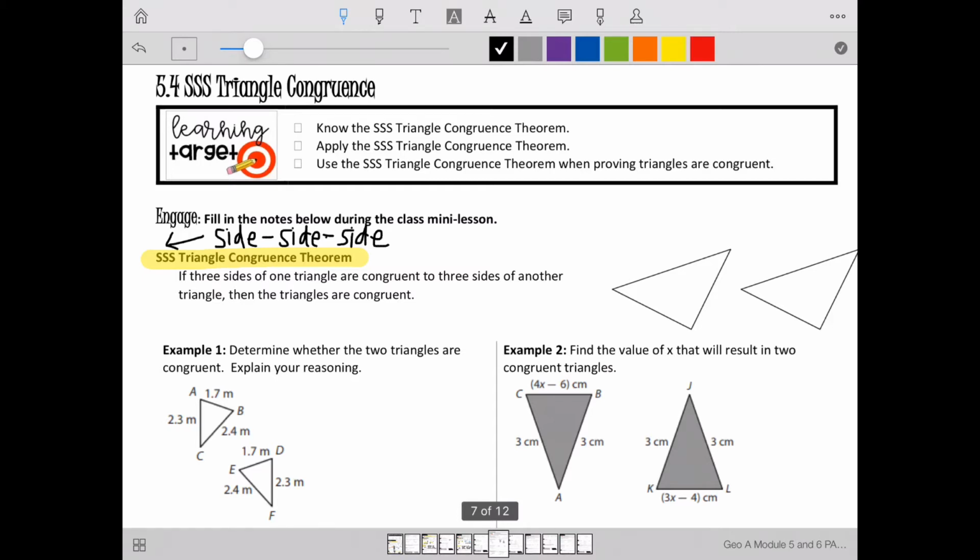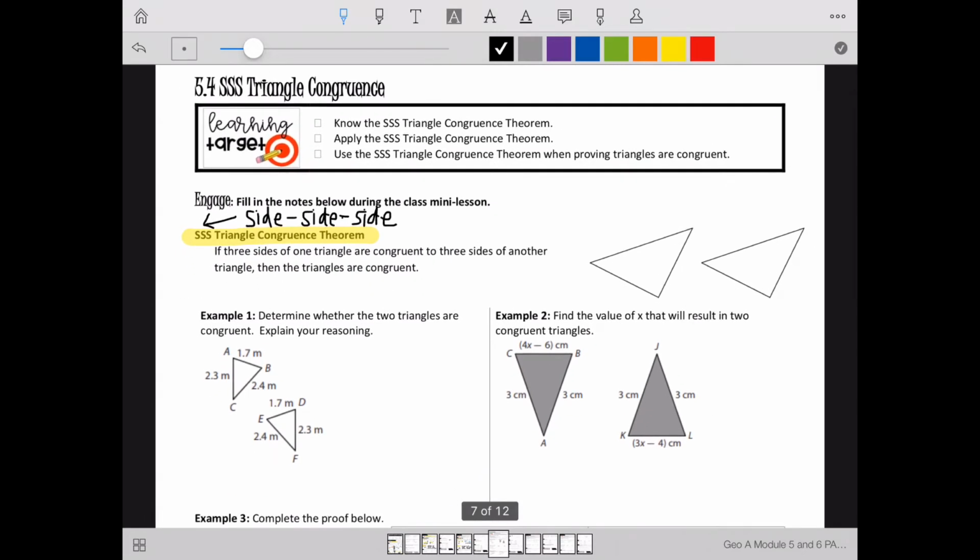So even if we know nothing about the angles, as long as all of the sides are congruent, so this one's congruent to this one, and this one's congruent to this one, and the third side is congruent to the third side. As long as all of the sides are congruent to each other, the two triangles are congruent to each other. That's what the SSS Triangle Congruence theorem says.